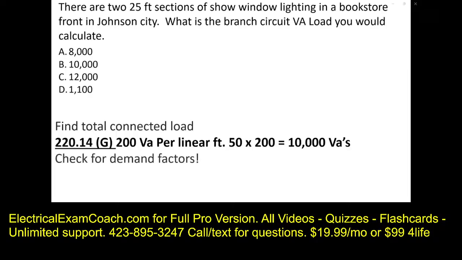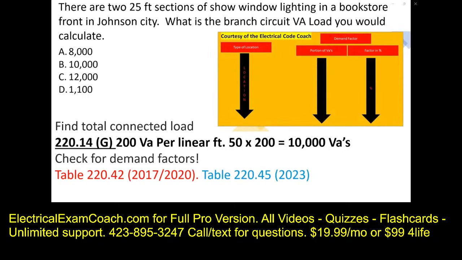Now, we check for demand factors. We're going to head over to that same table, and we're going to look for our type of occupancy here on the left. And we're not going to find it. We're going to find that we cross over and that it's 100%, so there's no demand factor applied, and we're going to select B. Great job.